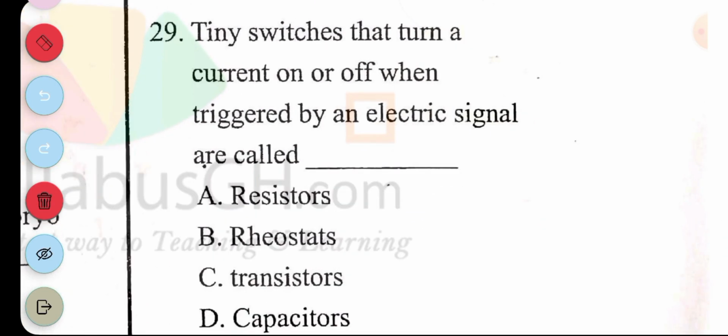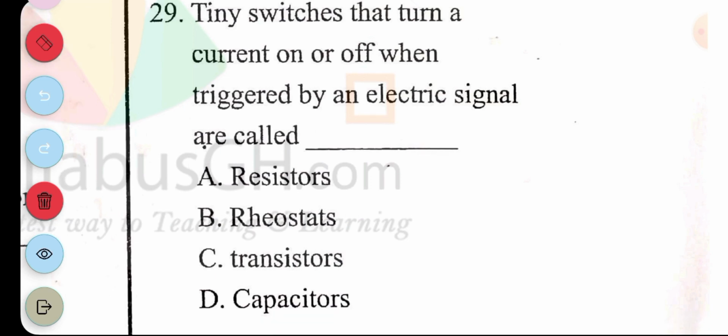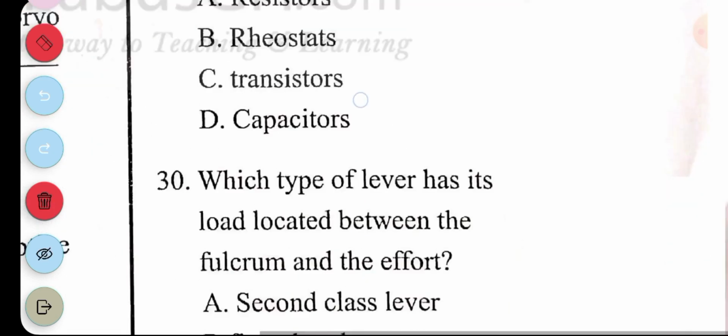29. Tiny switches that turn a current on or off when triggered by an electric signal are called A, resistors, B, rheostats, C, transistors, D, capacitors. And the answer to this question is C, transistors.